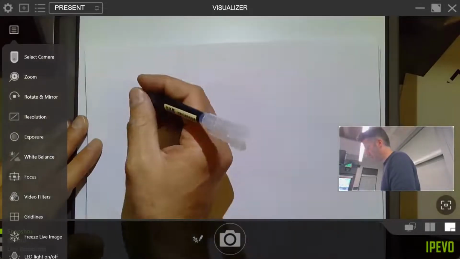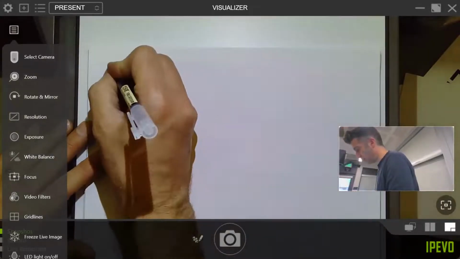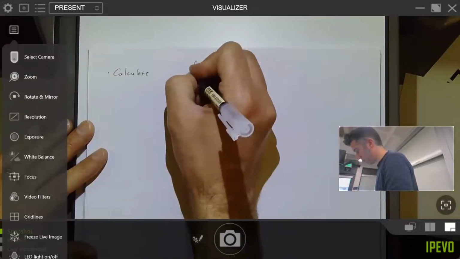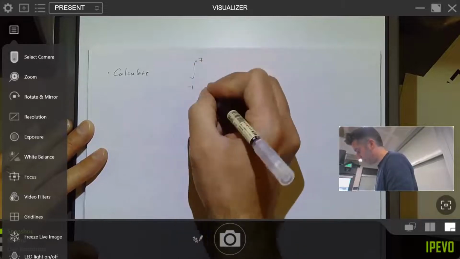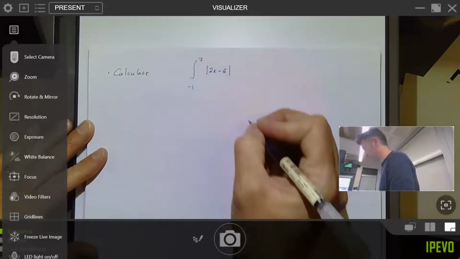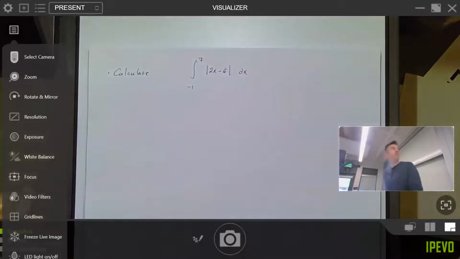So what if I wanted you to calculate the following integral? The integral from -1 to 7 of the absolute value of 2x minus 6. There is a way you can do this actually through anti-differentiation, but it would require breaking this up into two separate intervals. The better way to deal with an absolute value of a linear function, right, if that was like x squared minus 9 in there in the absolute value, we would have to break it up.